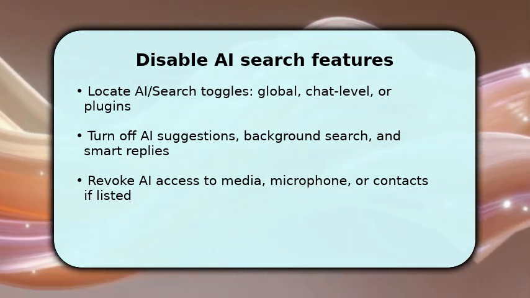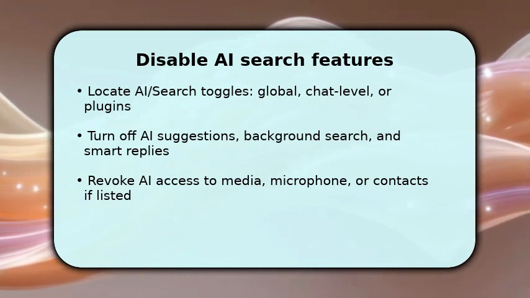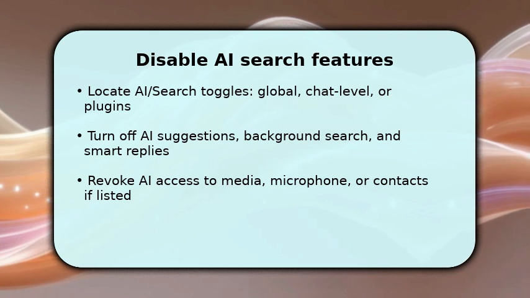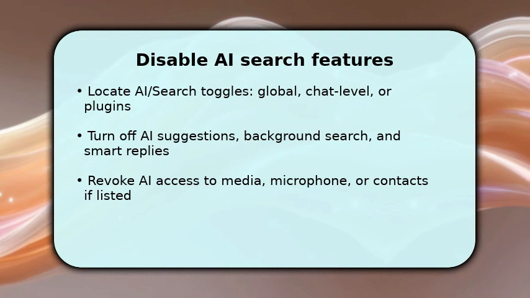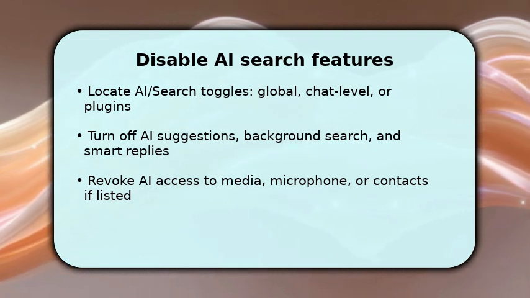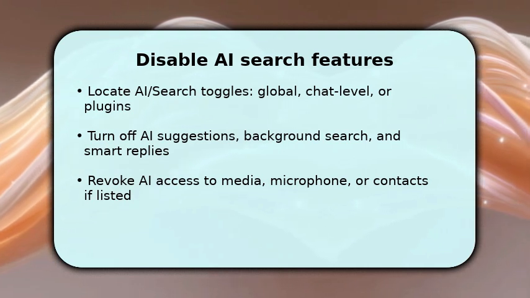Then remove or revoke any permissions that let AI access media, microphone, or contacts. This prevents background indexing. Once those are toggled, restart WhatsApp to ensure settings apply. Make sure to check plugin or integration lists and disable any third-party search add-ons.